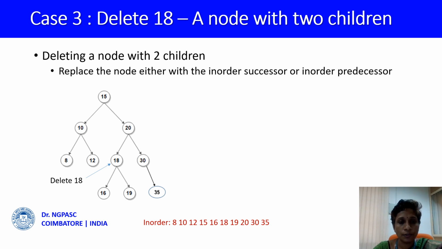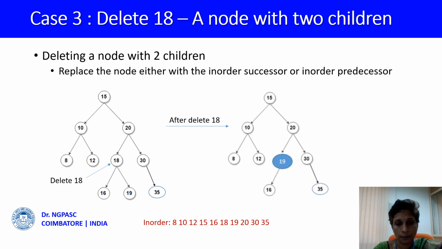Now if we have to delete this element 18, we have to replace it with either the in-order successor or the in-order predecessor. That is, 18 can be replaced by either 16 or 19. Here in our example, we have taken the in-order successor of 18, that is the node 19. So node 19 is taking 18's place. We can see here 19's left child is 16. 18 is removed and 19 is taking its position. After deleting 18, this is our resultant tree.